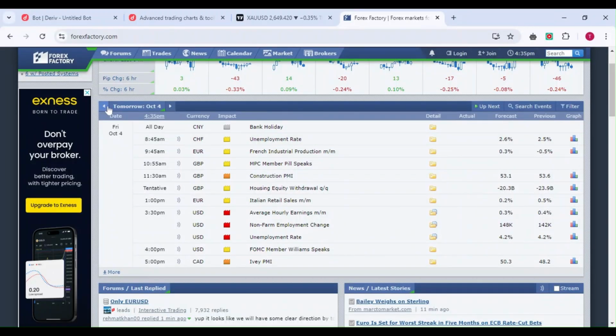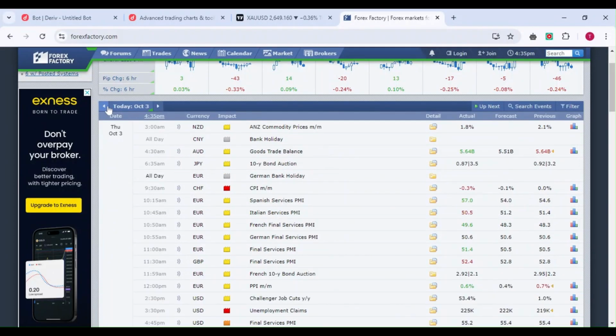So today, let me go back so that we can look. This was the previous. You see 5.6 billion. This is AUD. The impact was for goods trade balance. You can see we have 5.6 billion, and this is the previous one. If the data comes out better than expected, the forecast was 5.1.